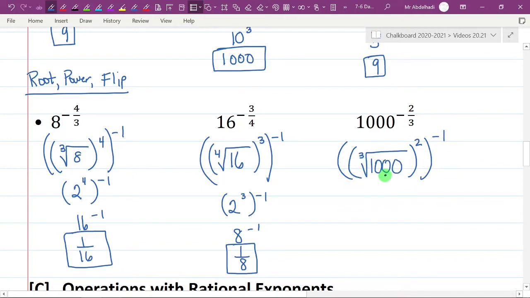What's the third root of 1,000? What times itself 3 times is 1,000? Well, we just did a few minutes ago, it's 10. 10 times 10 times 10 is 1,000. Now you're going to square that 10, and then you're going to flip it. Well, what is 10 squared? It's 100. 10 times 10 is 100, right? Oops, you don't need parentheses anymore. Flip that, and your answer is 1 over 100. No decimals, easy peasy. There it is.